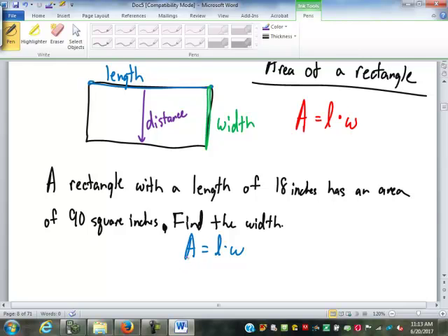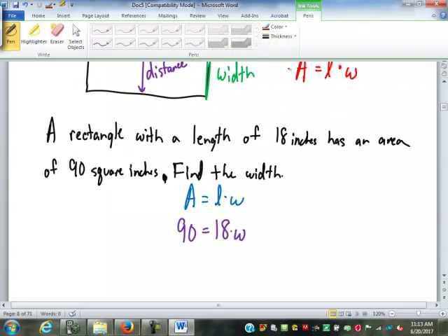Do we know any of those values? Yeah, the area is 90, and the length is 18, so L is 18. So instead of A equals L times W, it's 90 equals 18 times W. What do we do from there? We divide by 18. Very good. You get that 5 equals W, or W equals 5. So the width is 5.